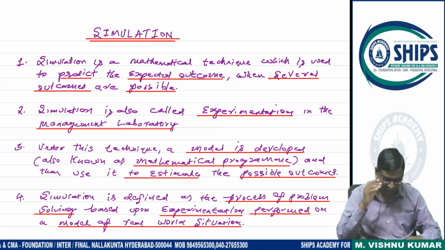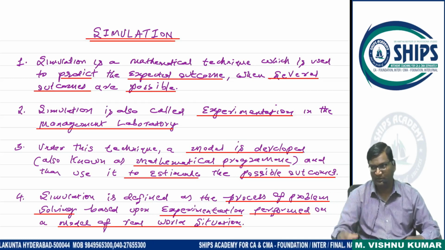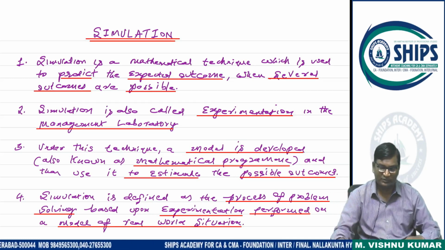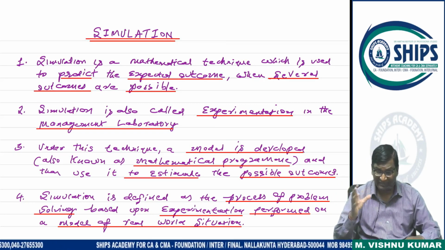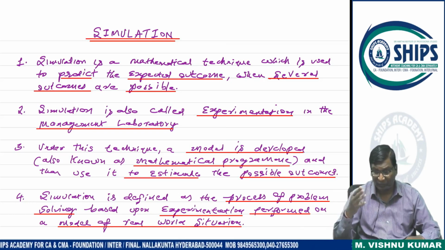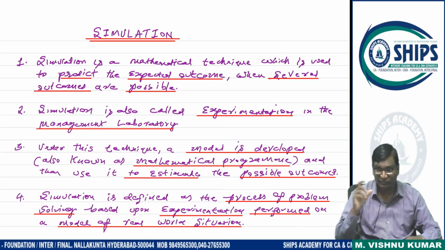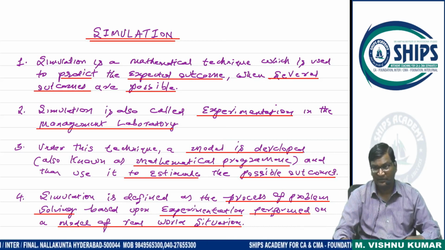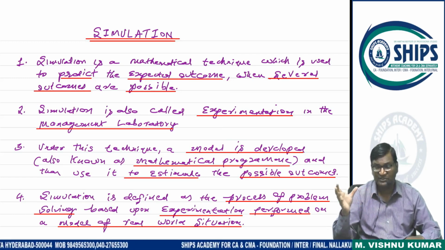So first point is what? Simulation is a mathematical technique which is used to predict the expected possible outcome when several outcomes are possible. When several outcomes are possible. It means simulation is a mathematical technique by which we estimate or predict future-related outcomes, where more than one outcome is possible. When we need a prediction of one or more outcomes, the simulation technique is used. Clear? So simulation is a technique where estimation or prediction happens.